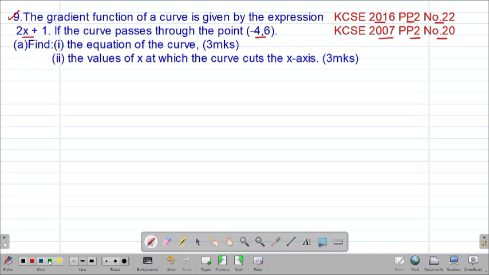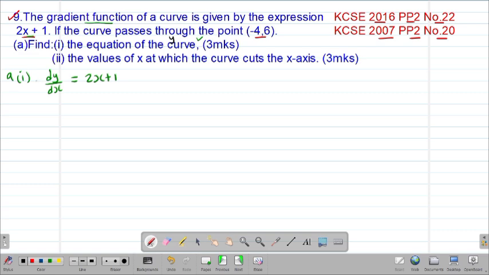So we're going to start by highlighting the key information that we are given in the question. We are told that the gradient function of a curve is given by 2x plus 1. Of course the gradient function, that is dy dx, that is the derivative, is given as 2x plus 1. Then you are told that the curve passes through the point -4, 6, find Roman 1, the equation of this particular curve. Of course, the equation is y equals something.